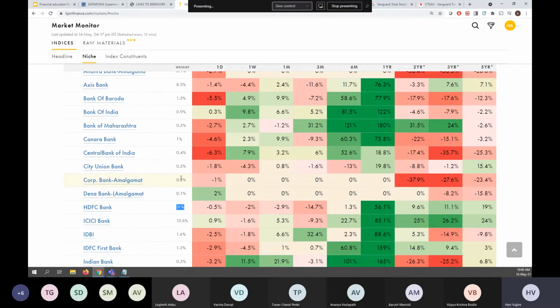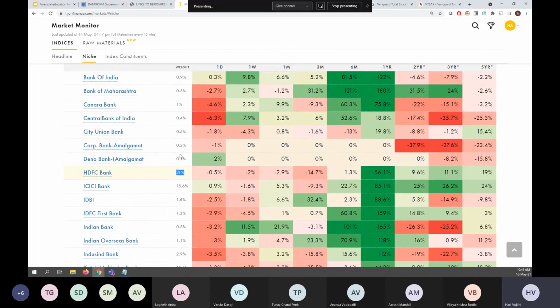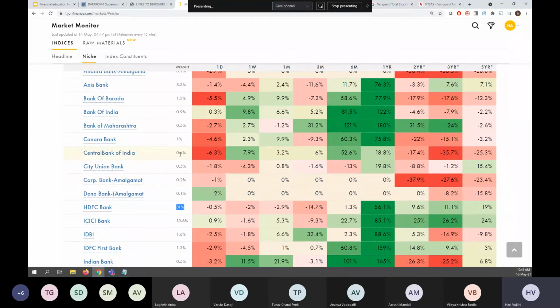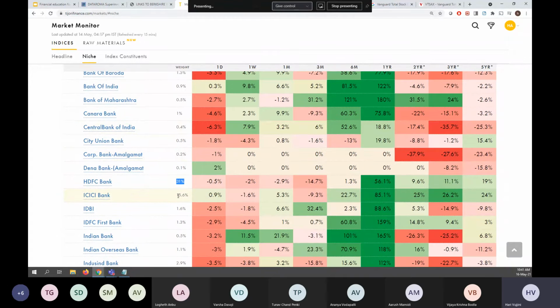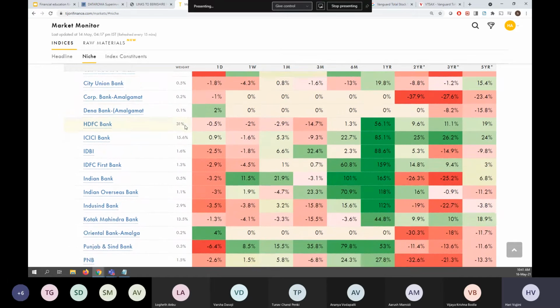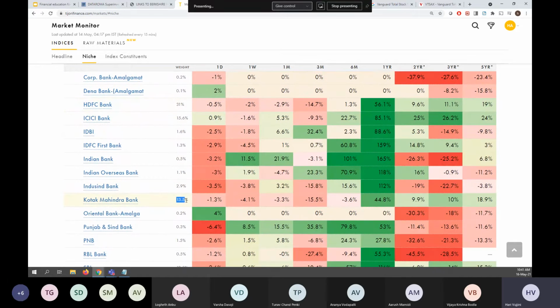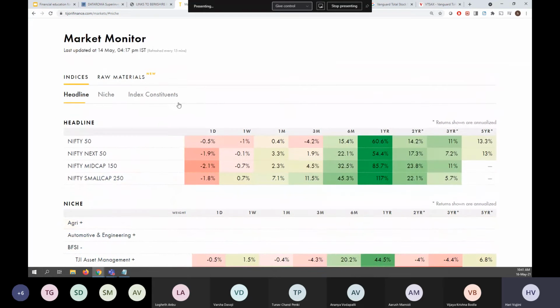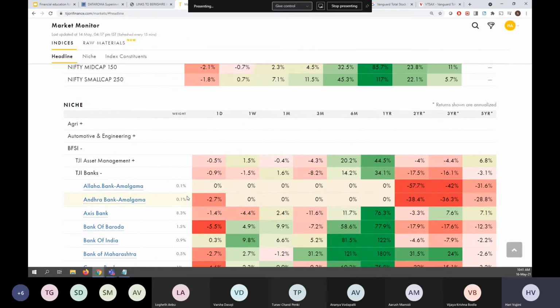Does this make sense? For example, after HDFC, the next biggest bank is, I think, ICICI Bank, 15.16%. Then after ICICI Bank, you have Axis Bank, that's 8.3%. And we have Kotak Mahindra Bank, I think that's third after. So this is based on the market cap. All these indices are based on the market cap. It's not based on the market share. That's the difference.